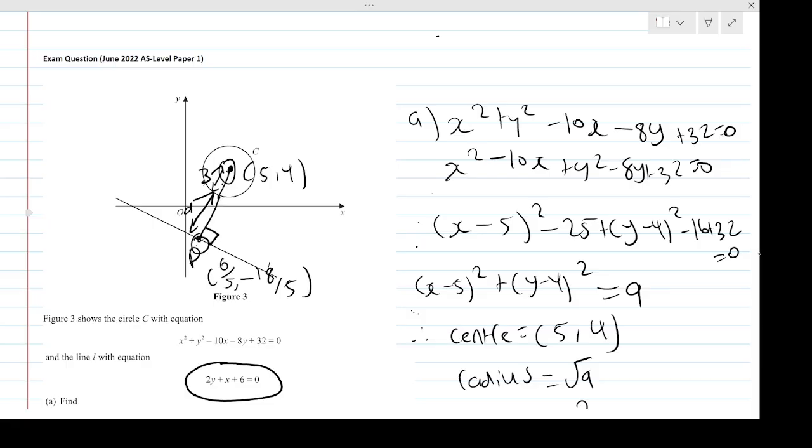Now, what I'm working out is the point P and this point there when it meets the circle. But that line also goes on to meet the centre C, which is 5, 4. And P again was 6 over 5.